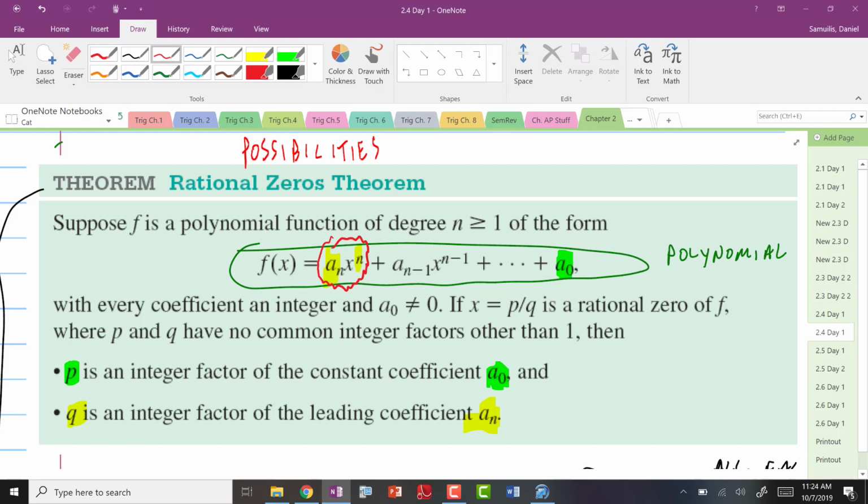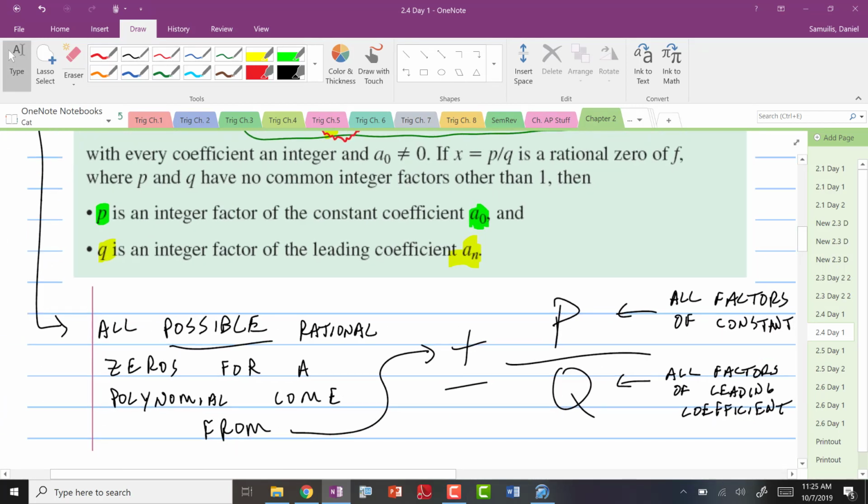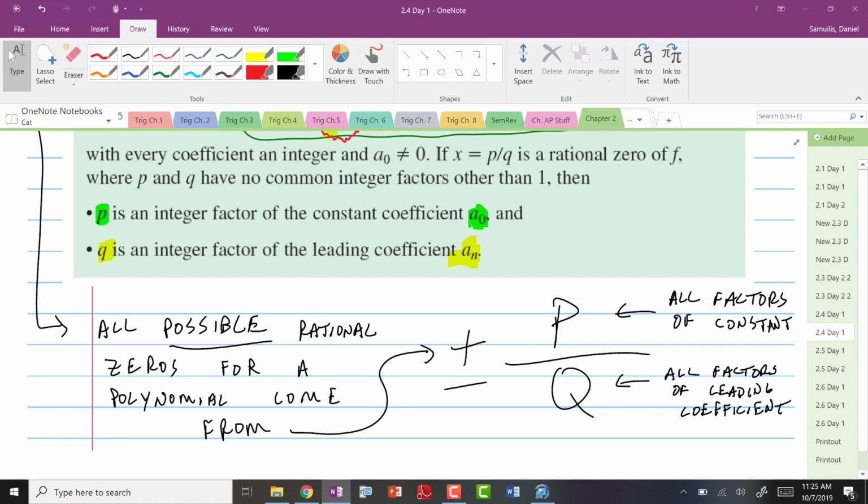What I have in highlighting, I have in my own writing to synthesize this, which you've already seen. Right? You ever hear of the P over Q list? So the first thing we're going to talk about is writing a P over Q list for all possible rational zeros for a polynomial. And they come from the following. Well, the book does elegantly show it. Look at what I have highlighted in green. This top one that I'm pointing at.